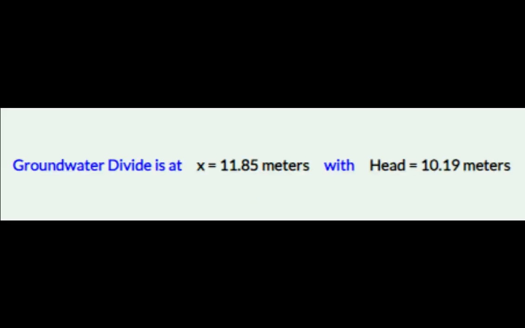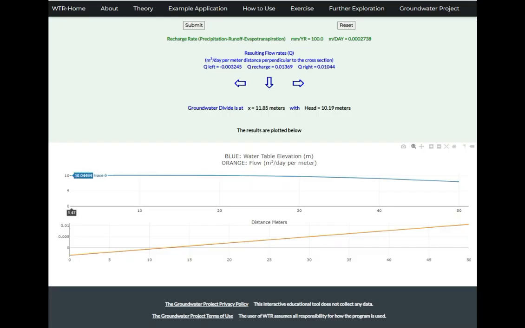The distance to the groundwater divide from the left boundary is displayed along with the head at that location. Graphs of the water table elevation and the flow rate are displayed with elevation of the water table in blue and flow rate in orange. On a computer, hovering the cursor over the line of the graph indicates the Y value at each X value. On a mobile device, lightly touching the curve provides the Y value, while dragging your finger on the graph shifts and resizes it. If the adjusted view is not useful, you can return to the original view by pushing Submit again.